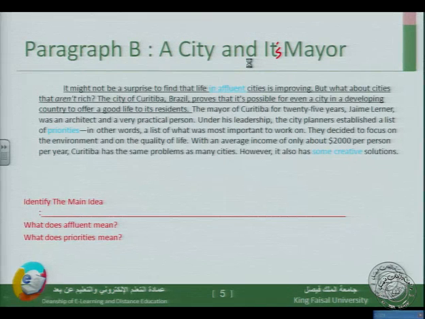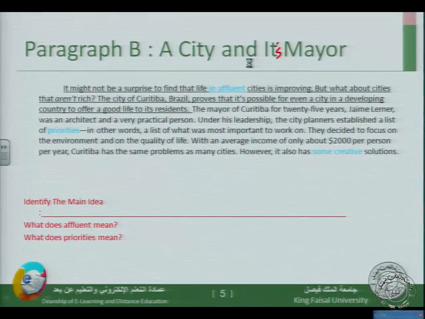The city of Curitiba, Brazil, proves that it's possible for even a city in a developing country to offer a good life to its residents. The mayor of Curitiba for 25 years, Jamie Leonard, was an architect and a very practical person. Under his leadership, the city planners established a list of priorities. In other words, a list of what was most important to work on. They decided to focus on the environment and on the quality of life.